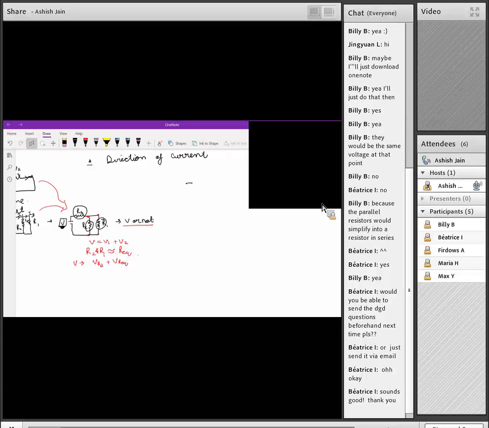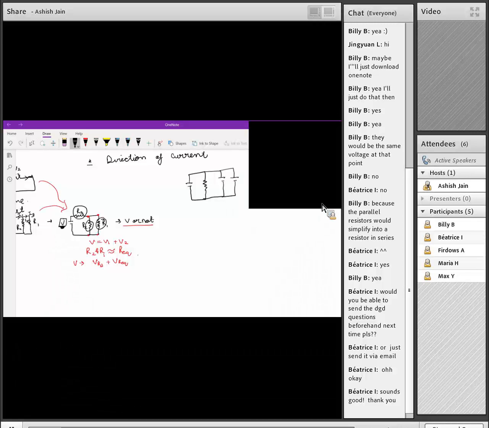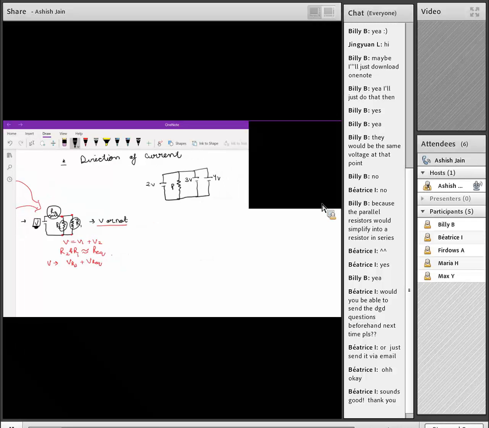So let's say you have a circuit like this, and you have another battery here. Let's say I'll make it more complex. You have three batteries. Now I give this as 2 volts, 3 volts, and 4 volts. Now in principle, you can choose any direction of current and solve the circuit.